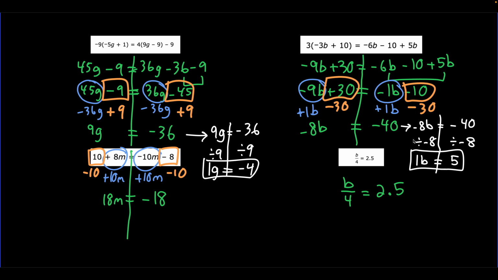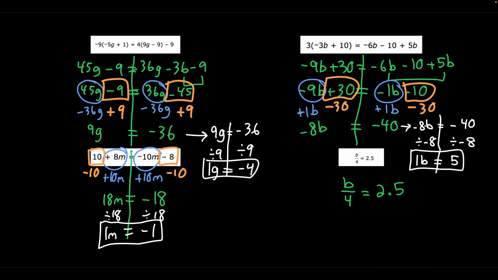Real quick, a common error here is some students see -8b and say, oh, the opposite is to plus 8b. This is -8 times b, so the opposite is to divide by -8. Be careful on that. For the bottom left, here's the work, you should have gotten 1m equals -1.